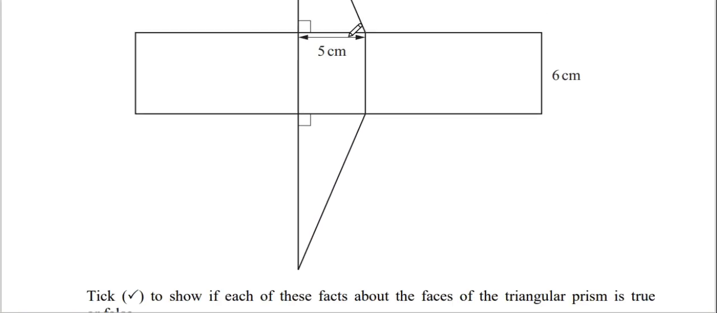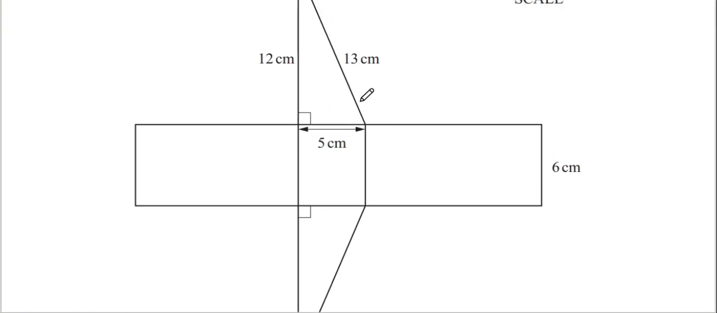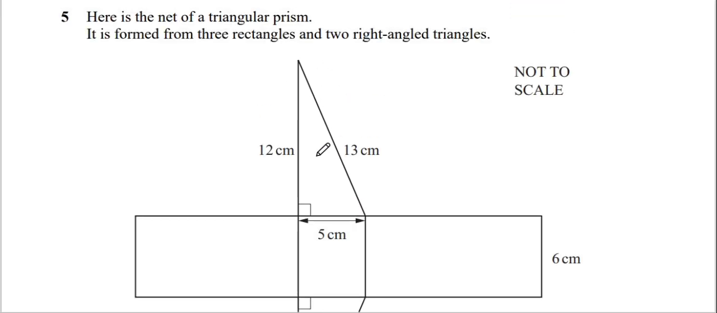So we need to literally find the area of each of these. The first one, let's call it A1, is going to give us 1 over 2 times 12 times 5. That's 1 over 2 times height times base. So that will give us 30.